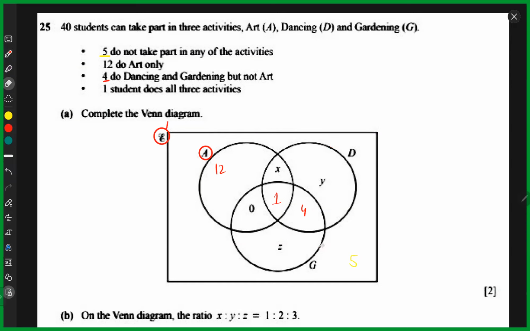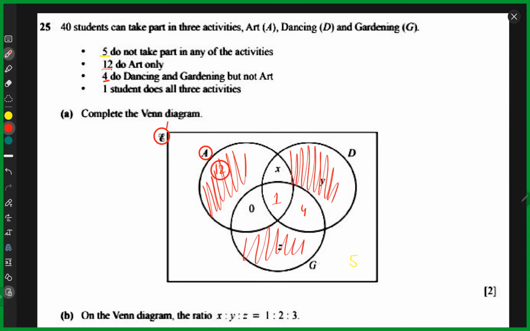Then the second piece of information was 12 do arts only. So arts only, like they're only doing arts. They're not doing arts with dancing. They're not doing arts with gardening, only arts. So I wrote 12 over here. And this is basically the section where we have arts only. This is the section where we have dancing only. And this is the section where we have gardening only. Okay. So this is why I wrote 12 there.